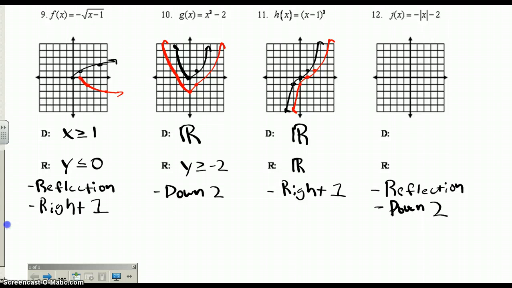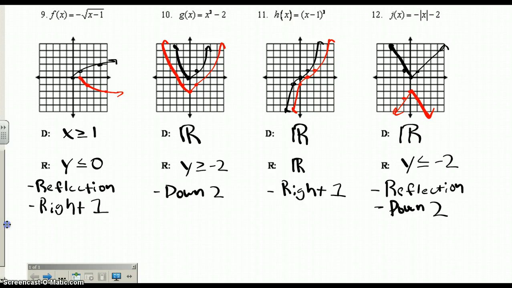So let's draw the original. We have our V shape here. And now I'm going to take each point, reflect it, and move it down 2. Reflect it over, move it down 2. And now I have my new graph. The domain, negative infinity to positive infinity. So we have all reals. And now the range, look how that highest value is at negative 2. Everything is less than it, so y has got to be less than or equal to negative 2.